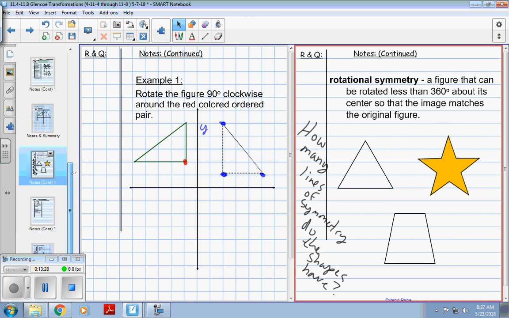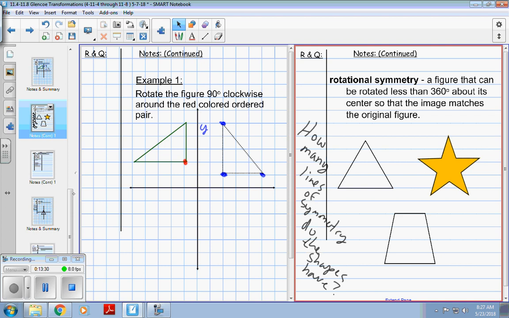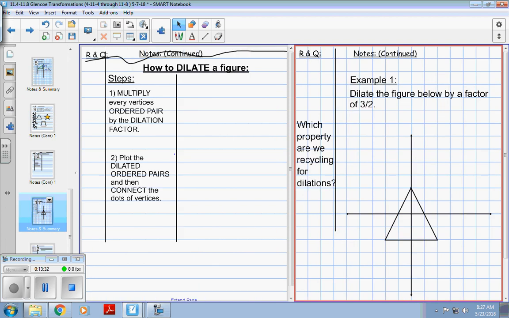Okay, welcome back. We got one more piece to go. I know this is getting pretty long here. We're going to move on to the last part, which is a dilation. And what property of math are we recycling for this? So as we do this, you're trying to think to yourself, what property of math are we actually doing here? We're applying something we've done before in the past, and it's a property that we've used. So keep that in mind.